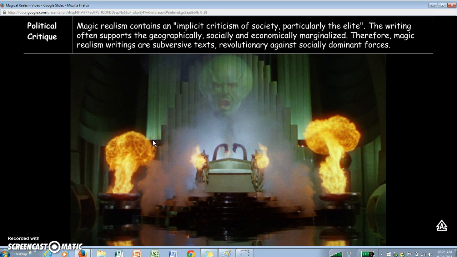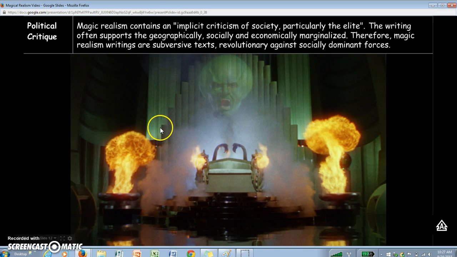Next comes the political critique, which is the last of the 7 elements. So magical realism contains an implicit criticism of society, particularly the elite. The writing often supports the geographically, socially, and economically marginalized. Therefore, magic realism writings are subversive texts, revolutionary against socially dominant forces. So the idea is that those who are weaker based upon their geographic location, their social status, or their economic status, those people who tend to be marginalized, are oftentimes shown as the heroes within the story.